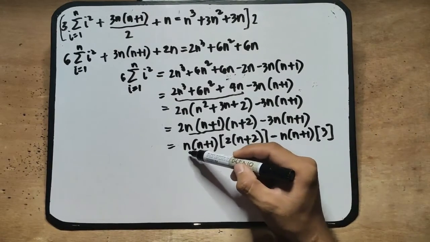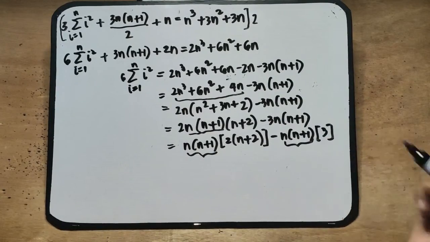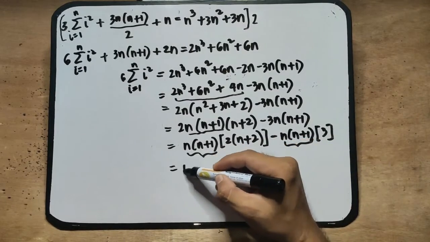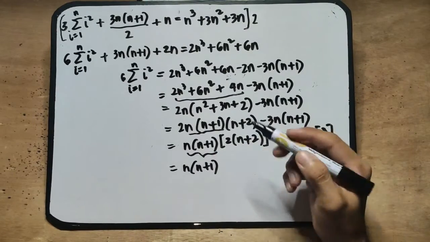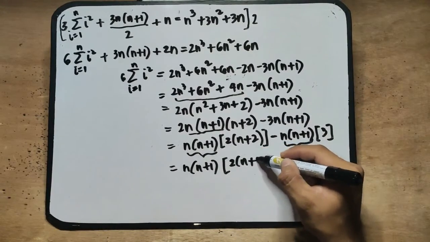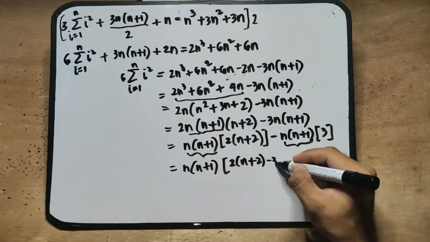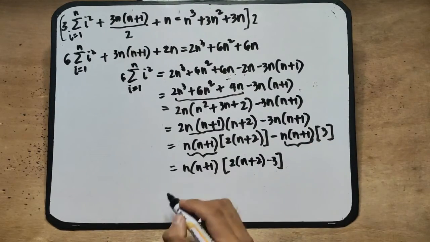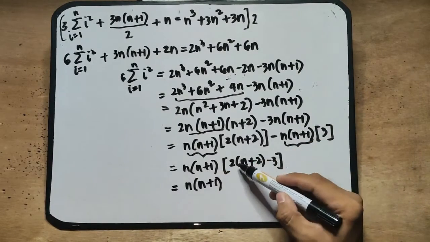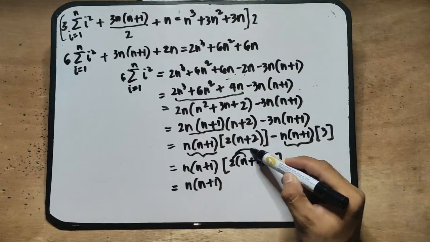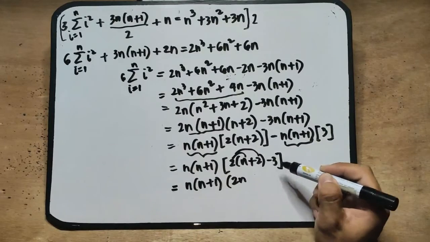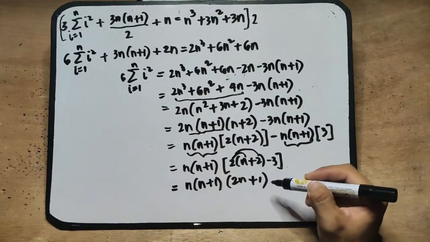So, kung ilalabas natin ito, ang may iwan na lang ay yung portion na to. So, kung ilalabas natin si n at si n plus 1, ang may iwan sa loob ay si 2 times n plus 2 at si negative 3. So, simplifying that, it will give us n plus 1. So, we distribute this one, we have 2n. 2 times 2 is 4. 4 minus 3 is positive 1.